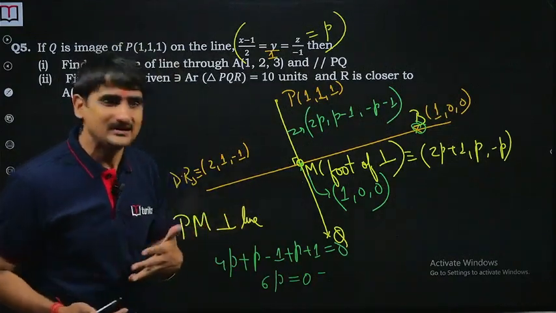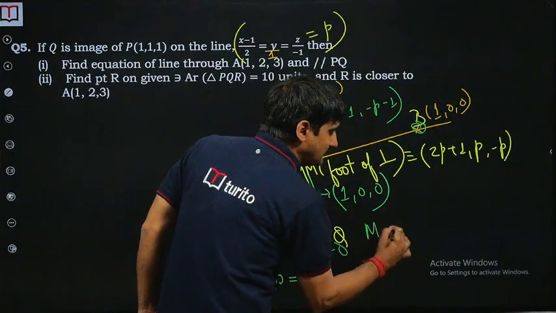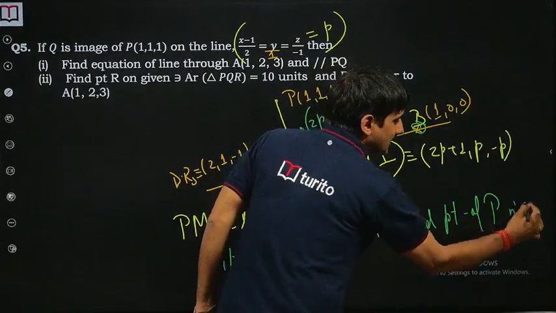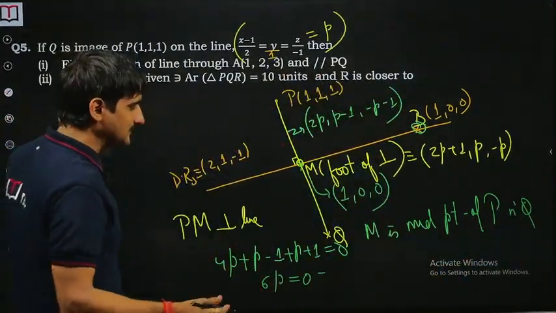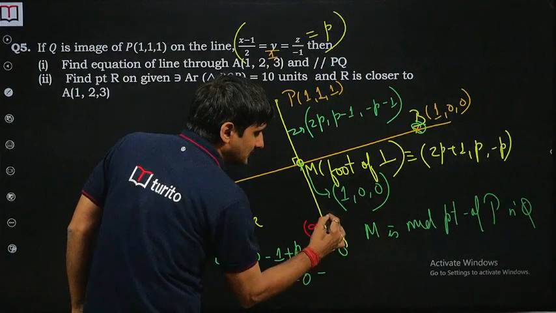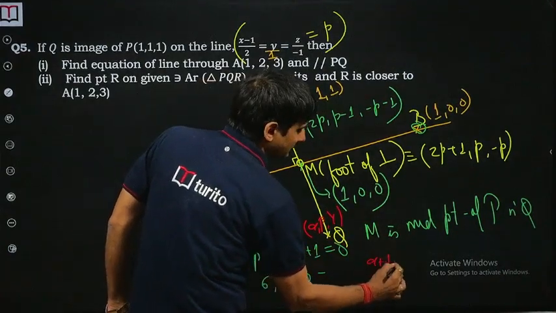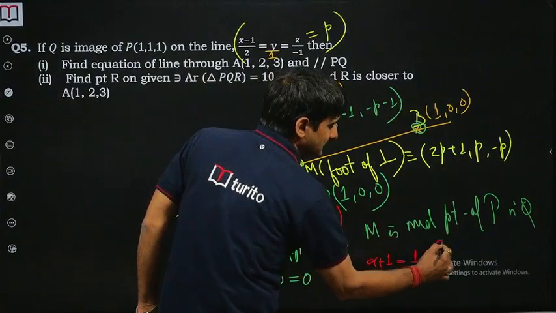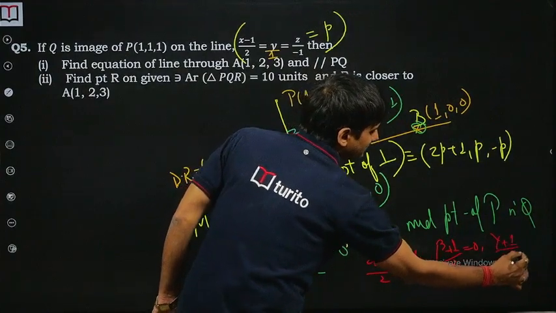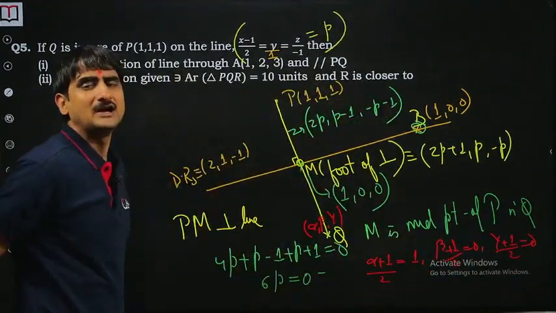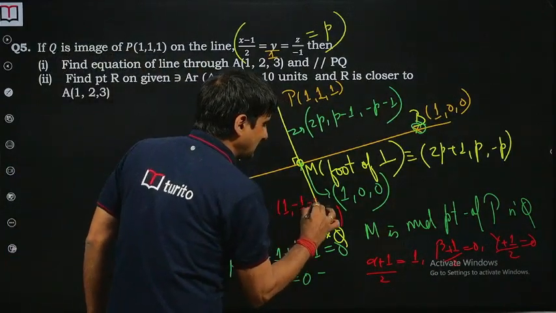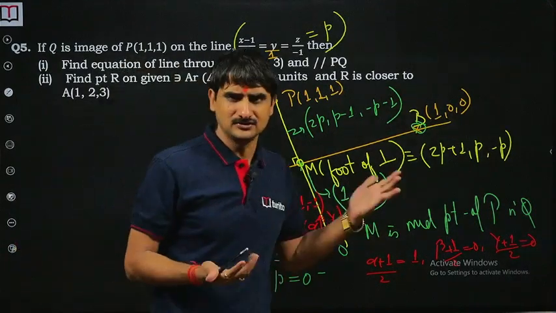Then how to find the image? We know that M is the midpoint of P and Q. So if I assume the coordinates of the image point as alpha, beta, gamma, then alpha plus 1 by 2 is equal to 1, beta plus 1 by 2 is equal to 0, gamma plus 1 by 2 is equal to 0, and from here you get alpha, beta and gamma. That's it. So what's the image here? 1, minus 1, minus 1. I can see it directly, that's why I just wrote it.